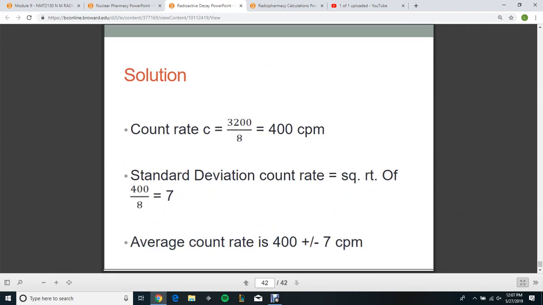The count rate is equal to 3,200 divided by 8 equals 400 counts per minute. The standard deviation of the count rate is the square root of 400 over 8, which is equal to 7. So the average count rate is 400 plus or minus 7 CPM, counts per minute.